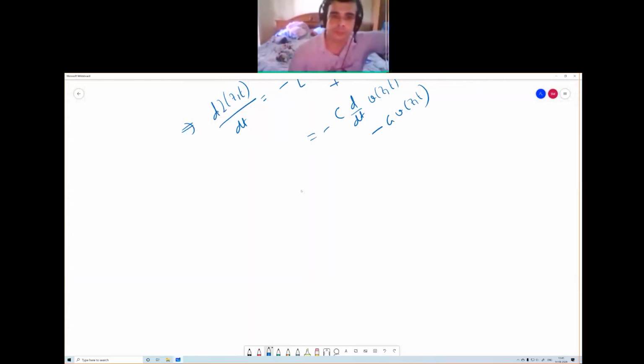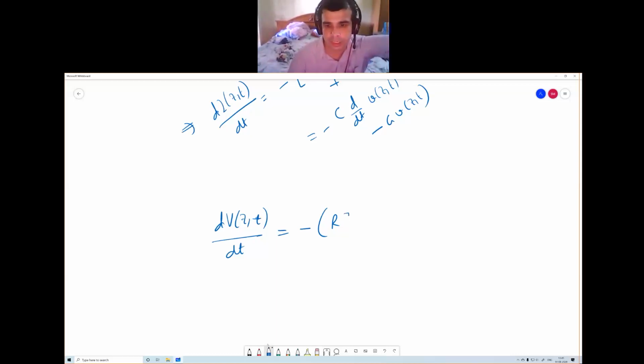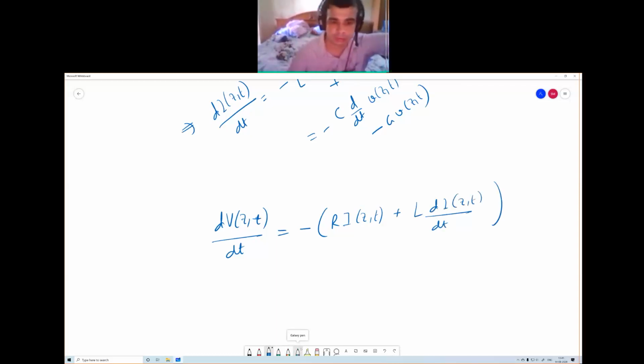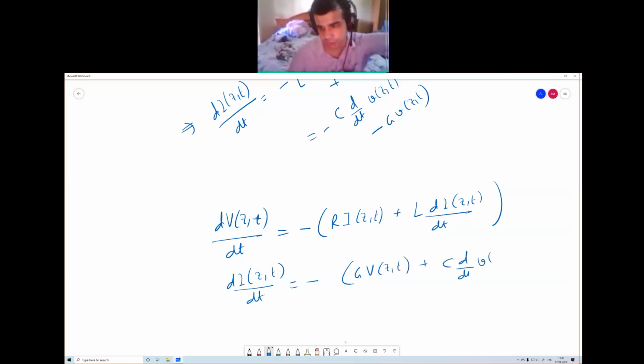What we got so far: we have got two equations. First equation looks like this one. dV(z,t)/dz is equal to minus of R I(z,t) plus L dI(z,t)/dt. Second equation, how does it look? dI(z,t)/dz is equal to minus G of v(z,t) plus C of d/dt of v(z,t).